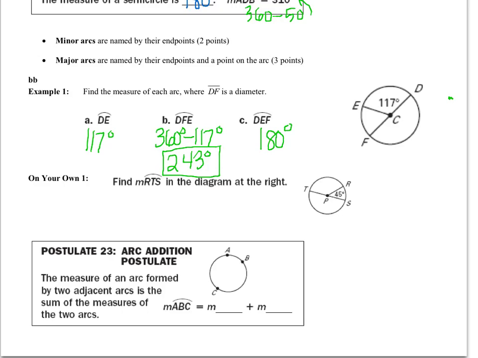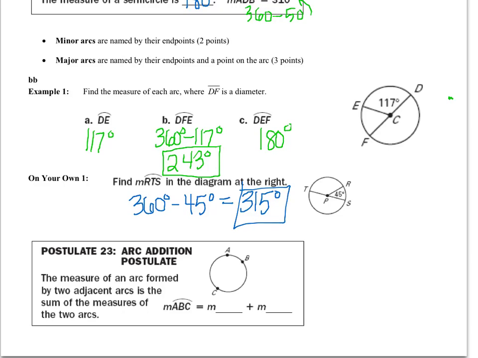Okay, so this on your own problem says find the measure of arc RTS. So RTS, we want all of this arc out here, so we do not want this 45 degrees. So in order to do that, we're going to do 360 degrees minus the 45 degrees that we don't want, and that's 315 degrees.